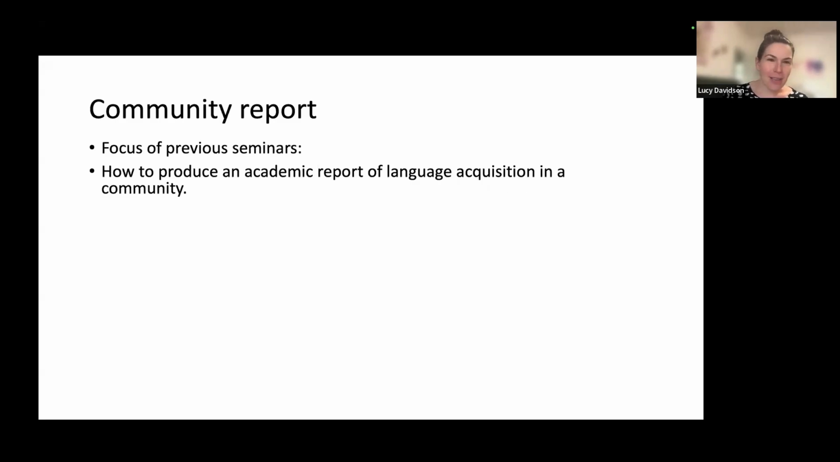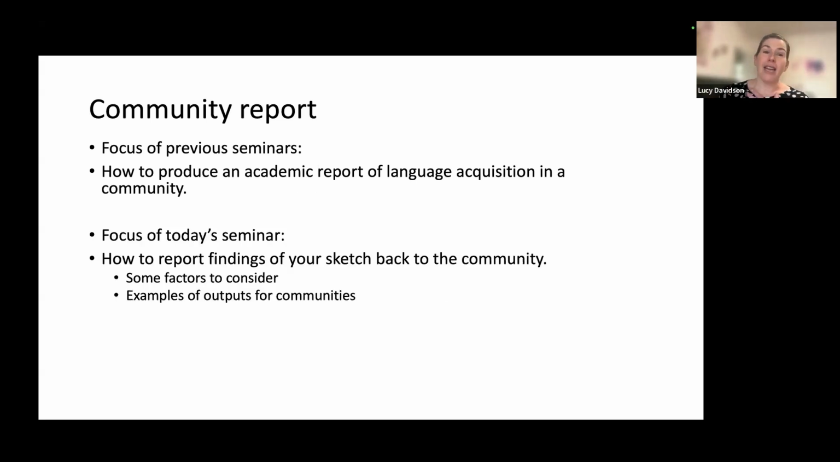The focus of previous seminars, as you know, has been how to produce an academic report of language acquisition in a community, looking at the second part of the manual, obviously not the data collection part. The focus of today's seminar is how to report findings of your sketch back to that community. It will be a fairly brief presentation today. We'll talk about some factors for you to consider. We'll have some examples of outputs for communities, and hopefully it'll lead to a really rich discussion at the end.